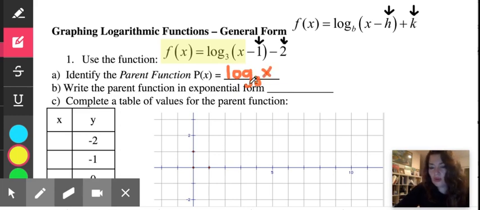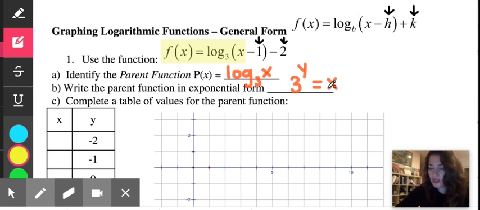Now, in order to graph the parent function, the easiest way to do that is to write the parent function in exponential form. And we have already learned how to switch forms. So the first thing we want to ask, what is the base? The base here is 3, so we're going to write 3. The exponent is always what the log equals to. So in this case, it equals to p of x, which happens to be the same thing as y. So 3 to the y is equal to x.